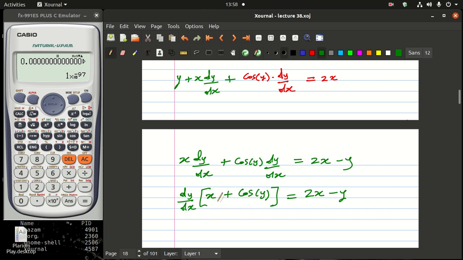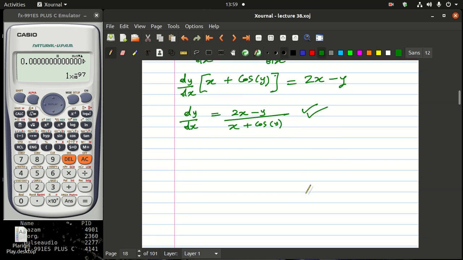And then I'm going to divide on both sides by this thing that is inside the brackets, so I'll end up being left with dy dx equal to 2x minus y all over x plus cosine of y. I still think it's fine, so you stop there. So that's how you differentiate implicitly. That was one of the questions that we actually had. And then now the next one was, what was it?